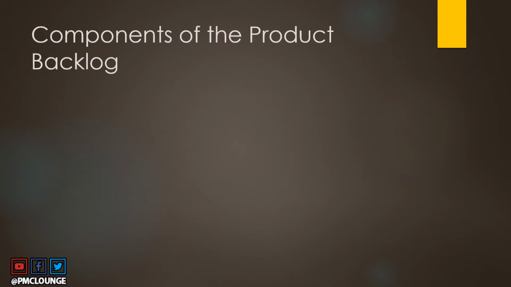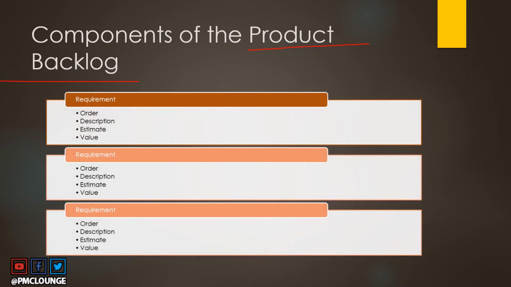Okay, so let's take a look at the components of the product backlog. What are the components of a product backlog? What does a product backlog look like? This is how a product backlog is going to look. You have 3 requirements here, although you will never find a product backlog that has just 3 requirements. But let's assume, for the sake of example, that this is how a product backlog looks, and there are 3 requirements here. So there are 4 components of each requirement that you will always find.